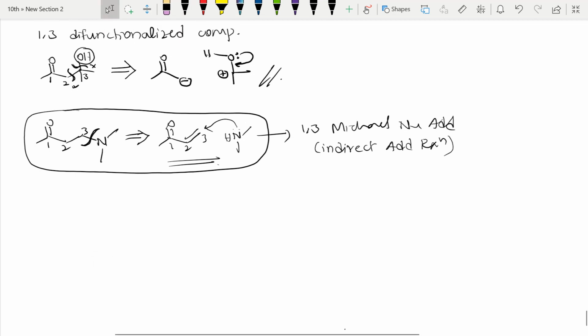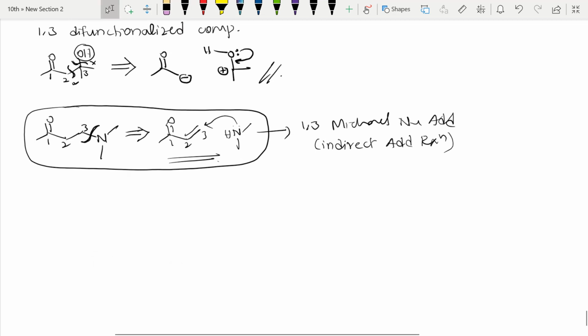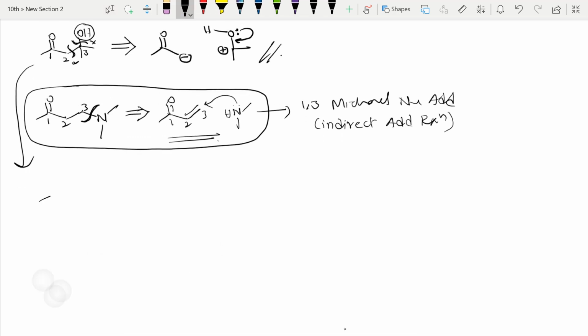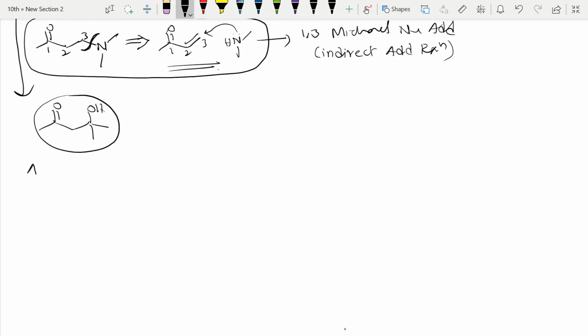Before going to this 1,3 difunctional group, let me show how this compound is formed. You have studied this reaction. Let us see that. You have studied the aldol reaction, aldol condensation. So I will take 2 molecules of acetone, but here let me start with only 1 molecule. So this is my acetone.